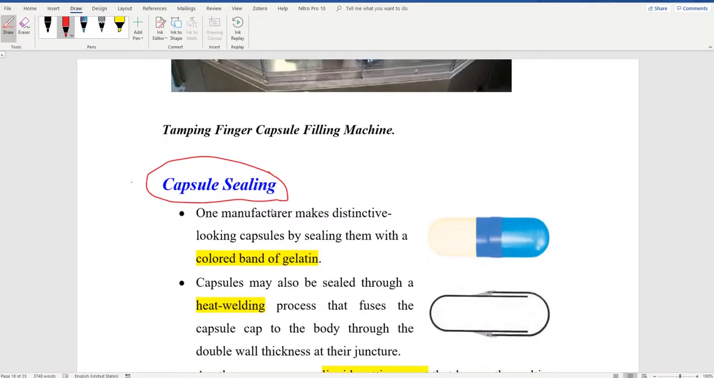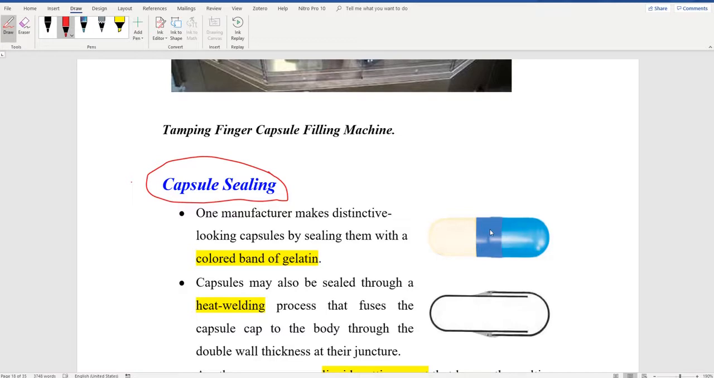It is optional for you to do capsule sealing, which allows you to protect the capsules from being opened by the customer or the patient, because if the patient does that, it will be visible to others. One way of doing it is to add a band of gelatin in the area of the cap and the body. As you see here, this is the cap and this is the body. So they add a band of gelatin which can be of a different color than the cap and the body.